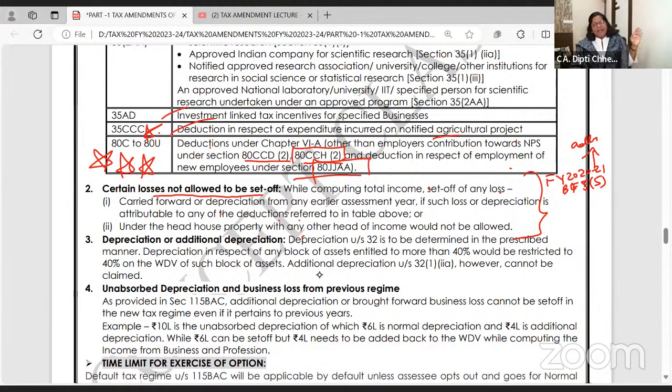मैम आप क्या पढ़ा रहे, कहाँ चले गए? This is the way you have to link up the topic. What last 5 minutes I've told you, the dialogue, that is in set off and carry forward of losses.